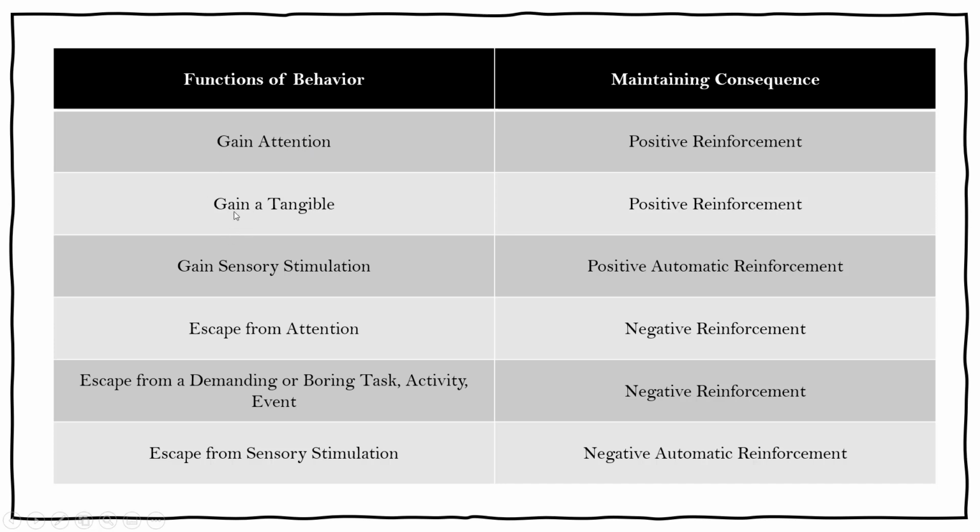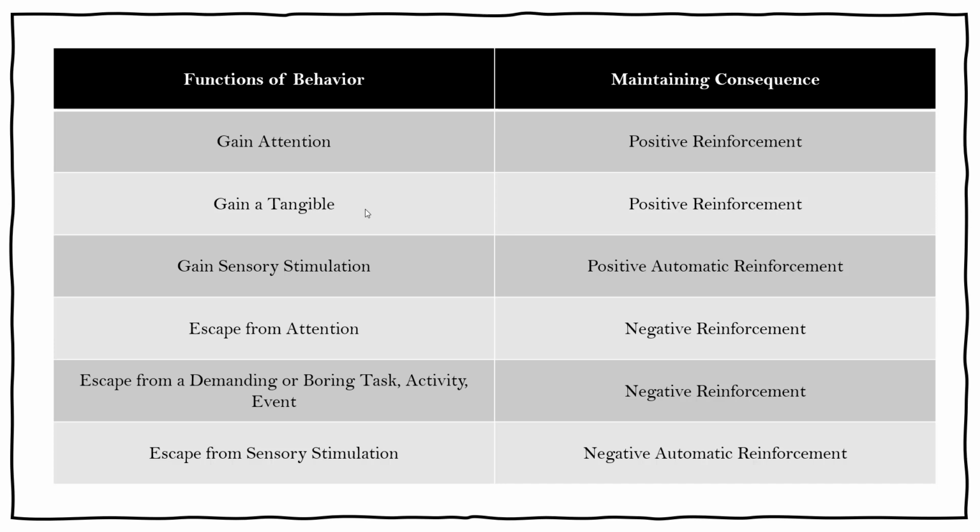Kids can also engage in a problem behavior to gain a tangible. So this is typically something concrete, to gain access to an object such as an iPad or an activity or even a person. And the maintaining consequence for that is also positive reinforcement. The third category is to gain sensory stimulation.